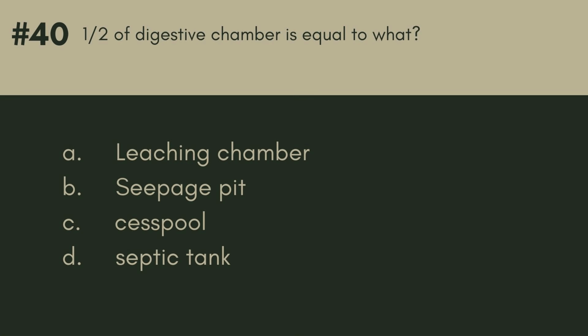Question 40. 1/2 of digestive chamber is equal to what? A. Leaching chamber. B. Seepage pit. C. Cesspool. D. Septic tank. The answer is A. Leaching chamber. 1/2 of digestive chamber is equal to the leaching chamber.